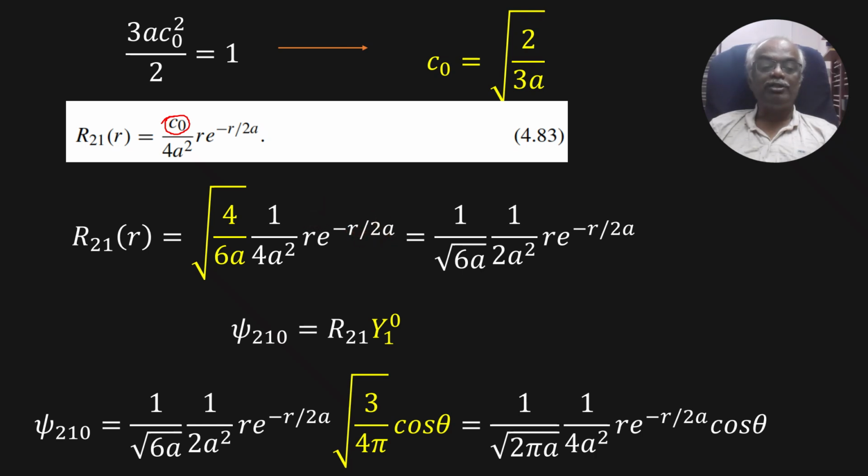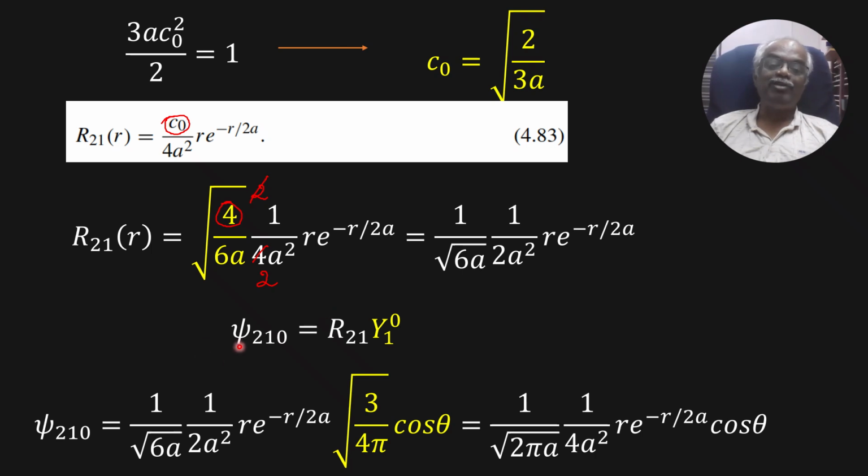Now what I am going to do is, this is 2 technically, square root of 4 is 2. So this 2 will get cancelled with this 4, will become 2, 2a squared. So this can be rewritten as 1 over square root of 6a, and 1 over 2a squared, or e power minus r over 2a.